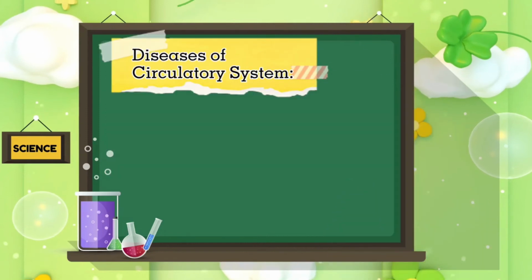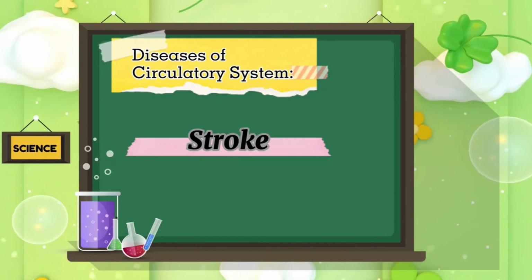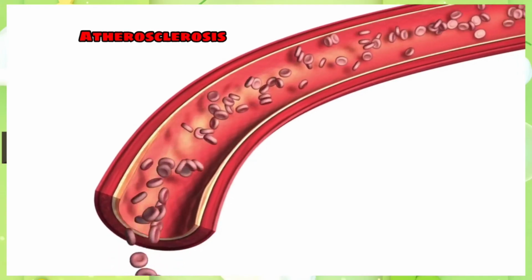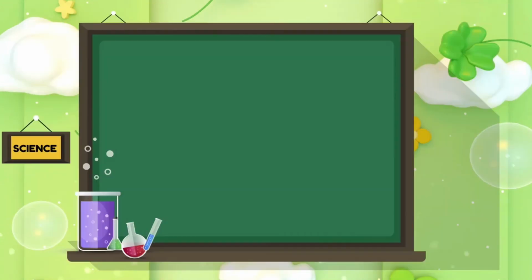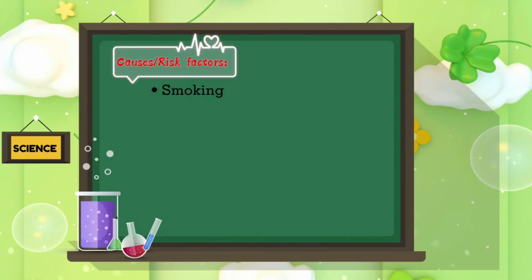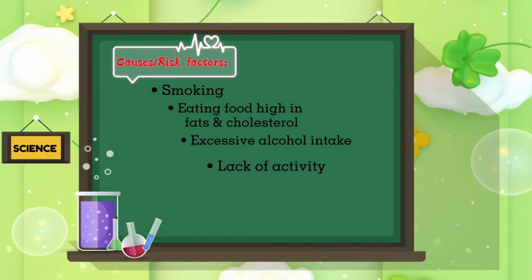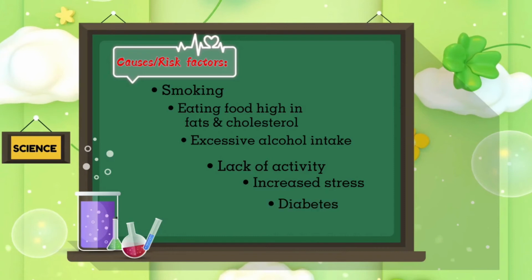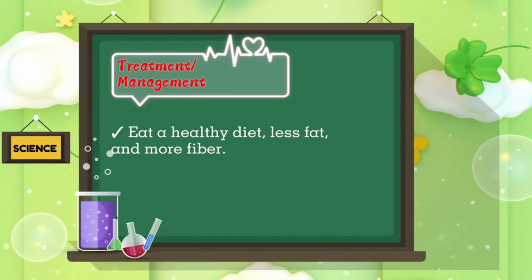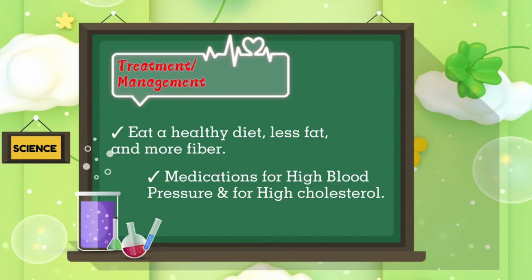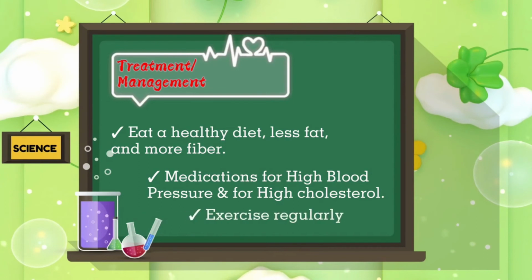Four of the diseases of circulatory system are atherosclerosis, hypertension or high blood pressure, stroke, and heart attack. Atherosclerosis is when blood flow decreases because of the blocked lumen of the blood vessels. This is further worsened by smoking, eating food high in fats and bad cholesterol, excessive alcohol intake, lack of activity, increased stress, and diabetes. Managing this condition includes eating a healthy diet, less fat and more fiber. Medications for high blood pressure and for high cholesterol may slow down the progress of atherosclerosis, and also exercising regularly.